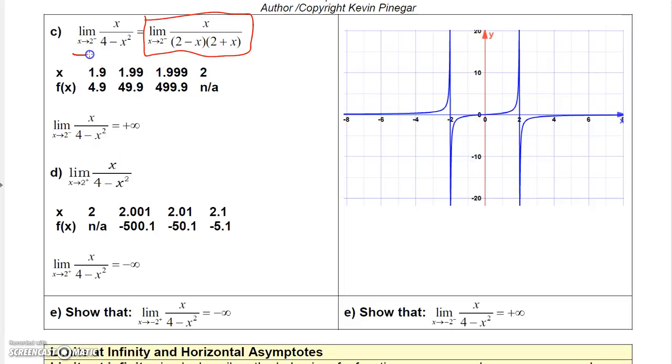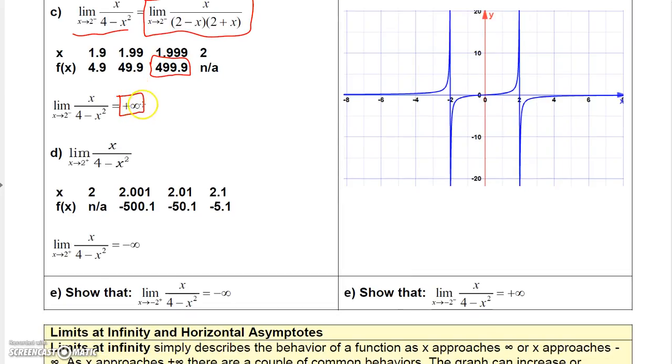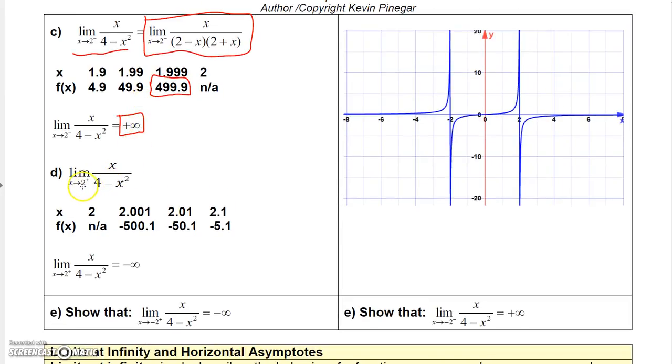So here I'm saying, what is the limit as x approaches 2 from the left? So notice I plugged in numbers close to 2 from the left, and notice the y values are getting larger. So I'm going to say the limit as x approaches 2 from the left is plus infinity. Now, if I want to know about what happens as I approach 2 from the right, I'm going to pick values that are close to 2 from the right, 2.1, 2.01, 2.001, and then notice I get large negative values. So as I approach 2 from the right, I'm going to get negative infinity.